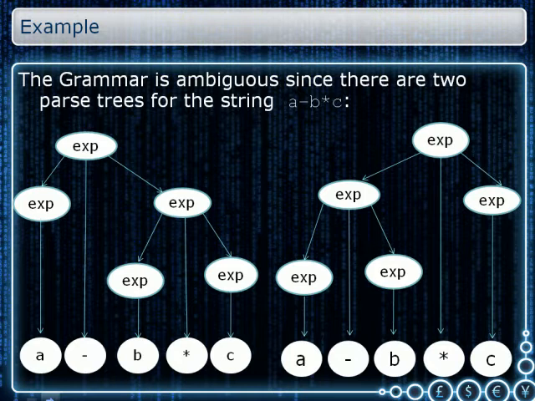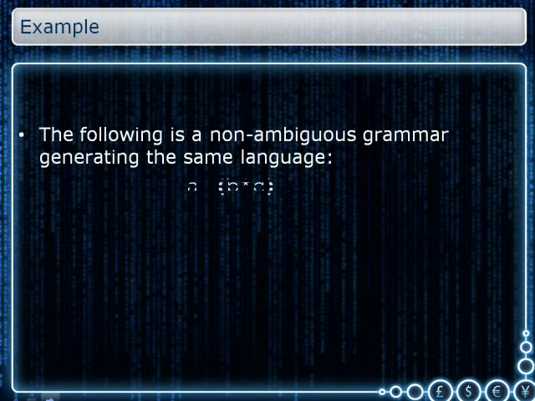Using the same language, we can have an unambiguous grammar. If we use brackets, we will get only one parse tree, and also we can have one leftmost derivation. In the first one, we use brackets to perform the multiplication first. In the second one, we want to do the subtraction first, so we use brackets to do it.